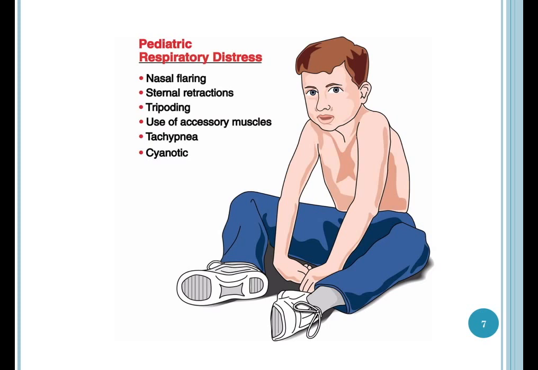The only way that he is able to expand his lungs enough to get air in is to sit in a tripod position. There's nasal flaring, there's sternal retractions. He's using accessory muscles. This child would be tachypneic, and you would notice that he is cyanotic if it was real. This child needs to be put in front of a provider immediately.